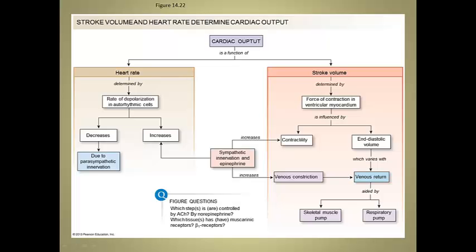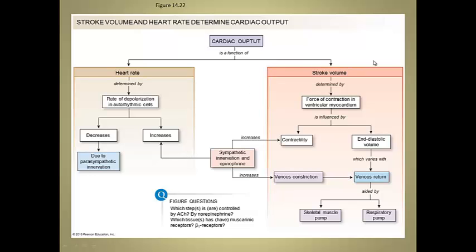Now looking at a flow chart regarding cardiac output, we can see that on the left, heart rate is going to be one of the determining factors of cardiac output, and heart rate itself is going to be determined by the rate of depolarization in those pacemaker cells. So here we can see decreases in heart rate are simply due to parasympathetic innervation. So we have parasympathetic signaling, it's going to decrease the heart rate, it's going to slow down that depolarization rate. That's simple enough. On the other side, increases in heart rate are going to be due to sympathetic signaling. So epinephrine is going to speed up the rate of the pacemaker cells.